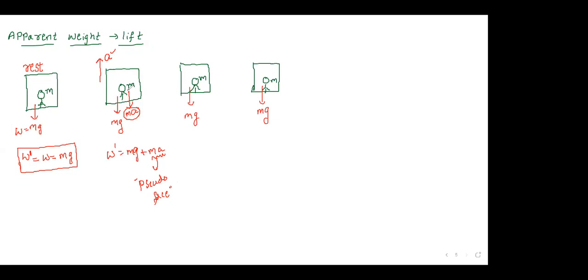So here clearly you can see, when the lift is moving upward, apparent weight will become actual weight plus MA. So additional weight is there. So what is your conclusion, students? Apparent weight increases when the lift is moving upward.